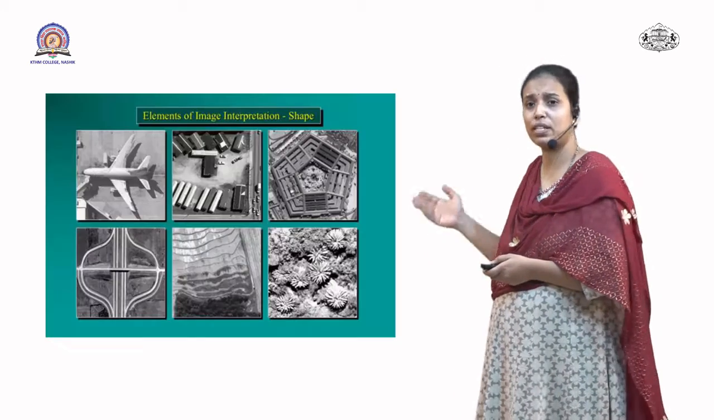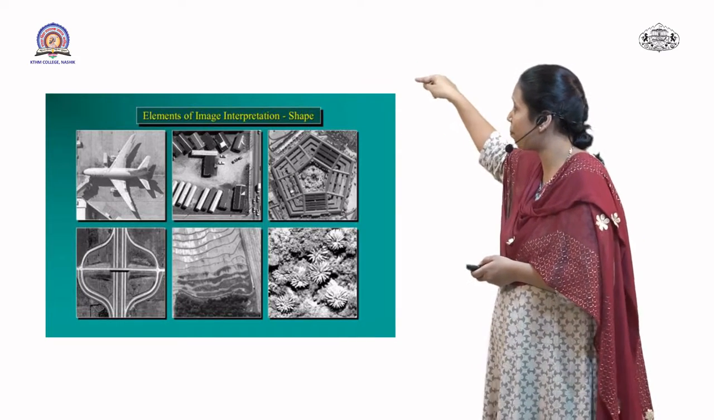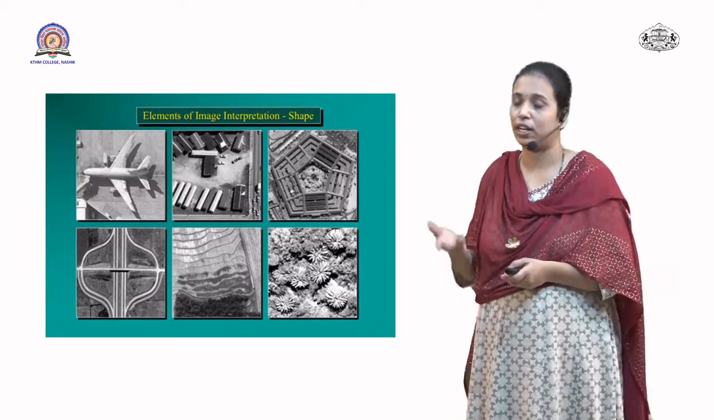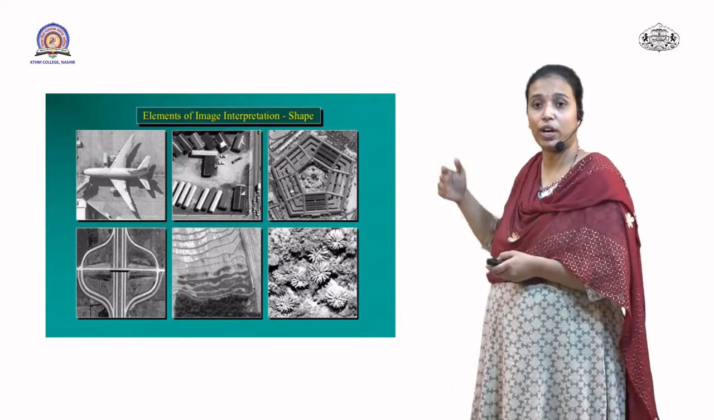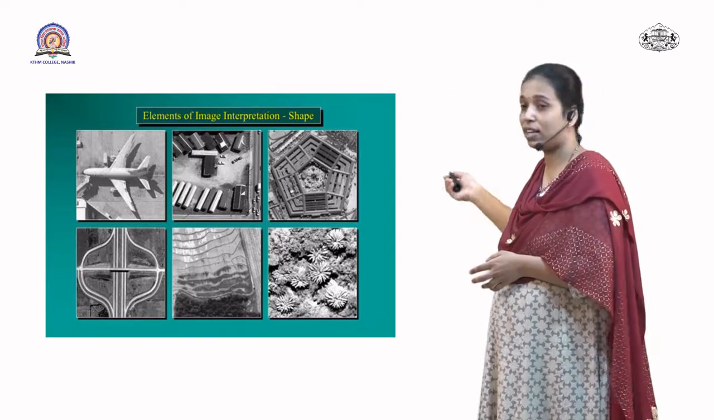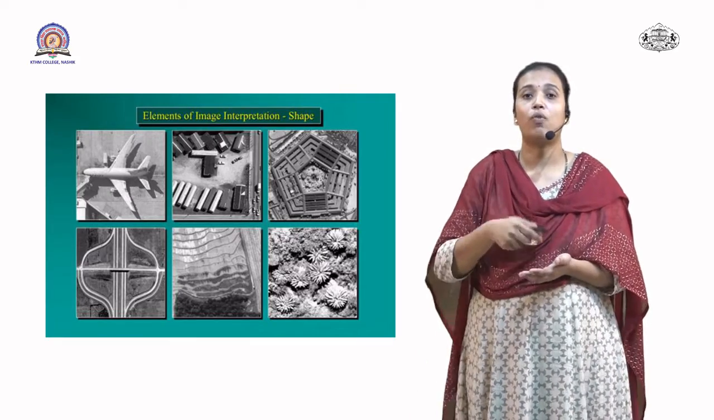One more example, here are a number of examples. So the first one, you can see the shape which has been seen, you can identify that it is an aeroplane. Second, in the second image you can identify that it is a bus. Likewise, in all these 6 images you can identify from the shape what object it may be.